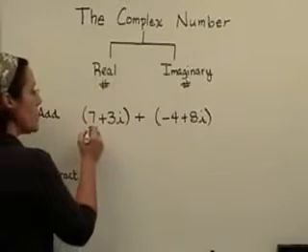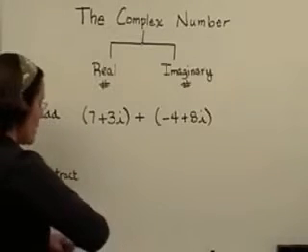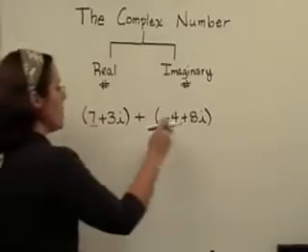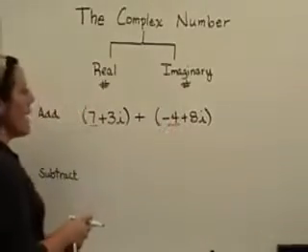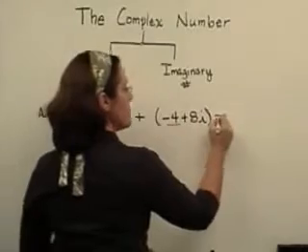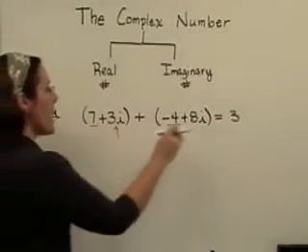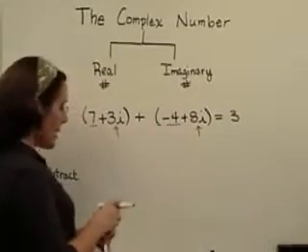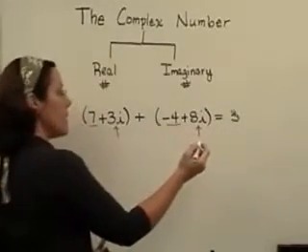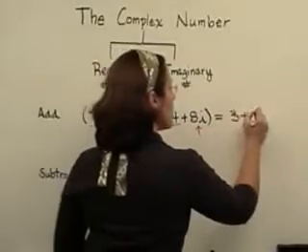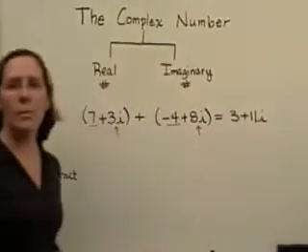So what I'm going to do is collect my like terms. So I'm going to collect this 7 and -4. They add to be a +3. And then I'm going to collect the 3i and the 8i, their like terms. They add together to be 11i. I'm done. I've added those two complex numbers together.